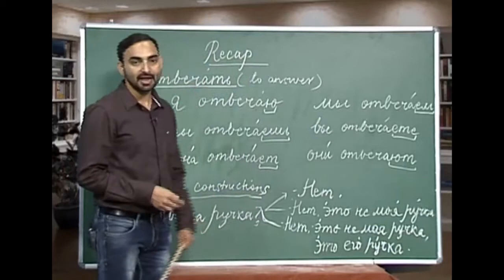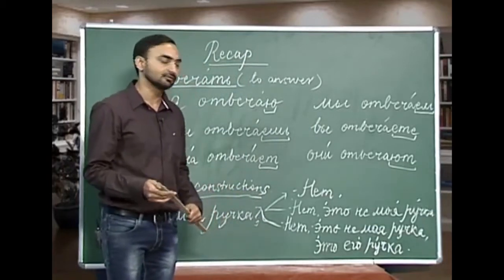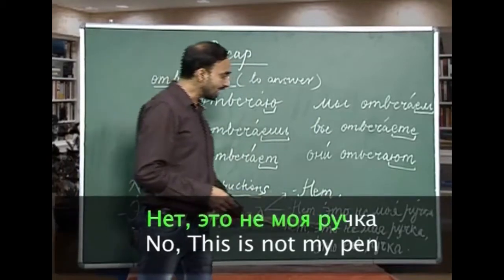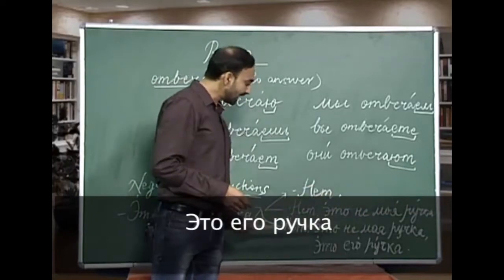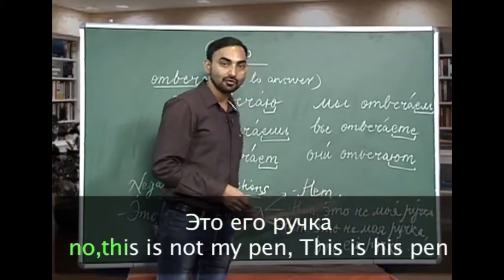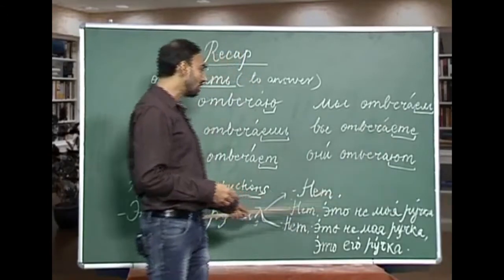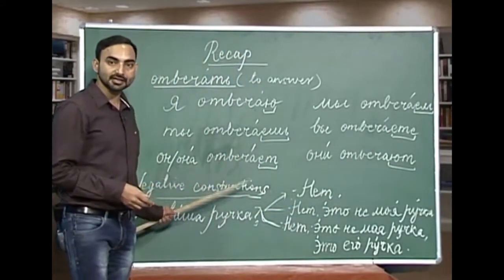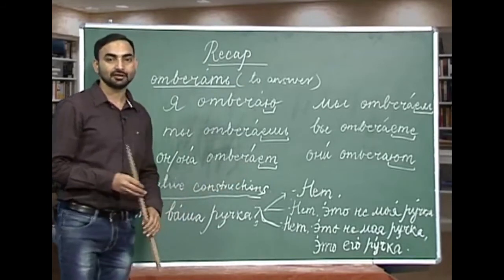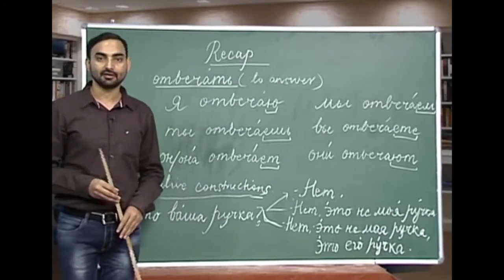Or you can extend this information further. You can say нет, это не моя ручка, это его ручка. No, this is not my pen, this is his pen. So, this is how we denote negative constructions in Russian language. So, let us move on to the topics we are going to learn today.